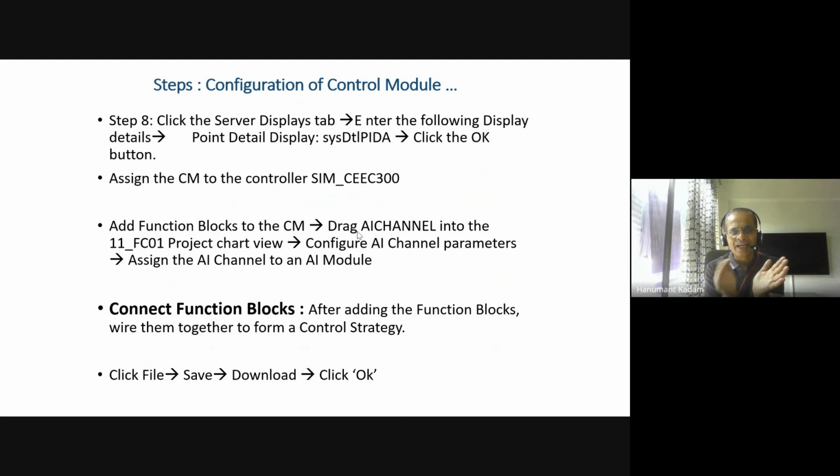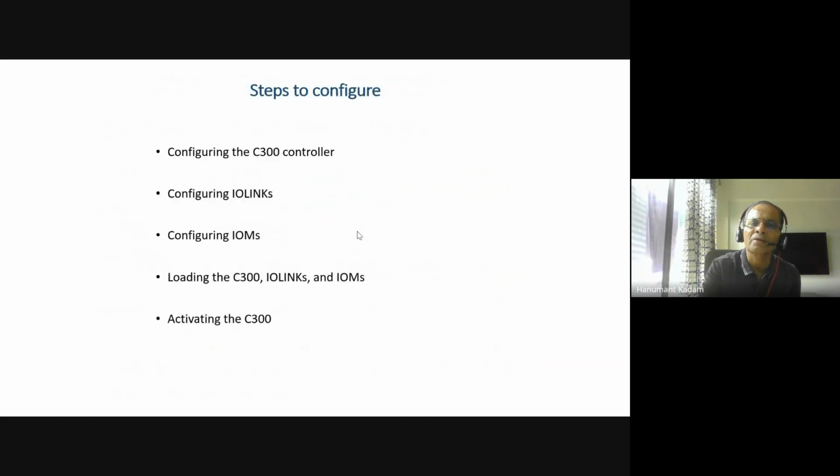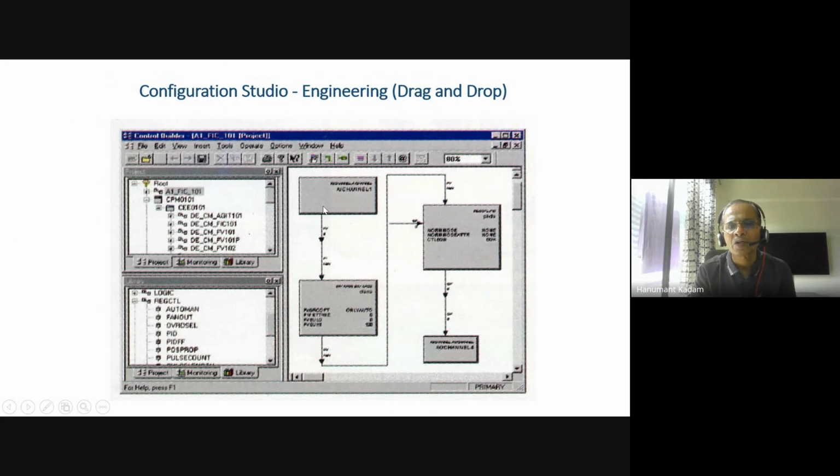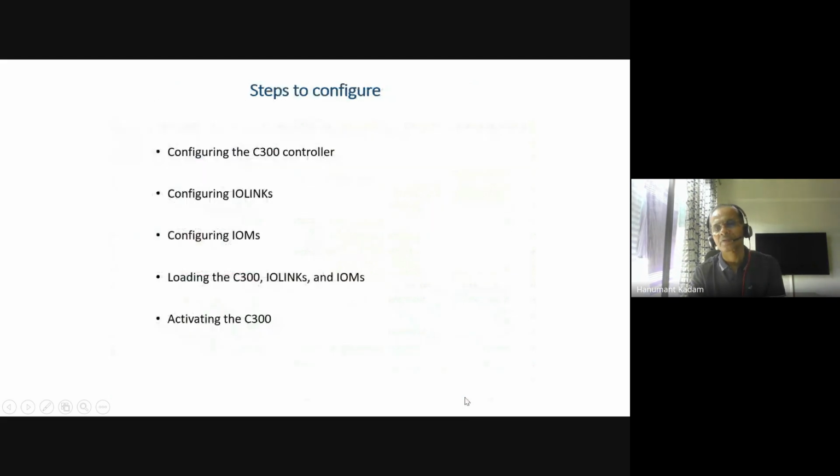Once you have assigned, then connect the function blocks. Connect means soft wiring. After adding the function block, wire them together to form a control strategy. Once you have done this exercise, assign the channel, so the detail will be coming here. This detail comes here, and this channel you are soft wiring to the PID block input, or we can say PV, process value, right? And this is the output of the control, like this.